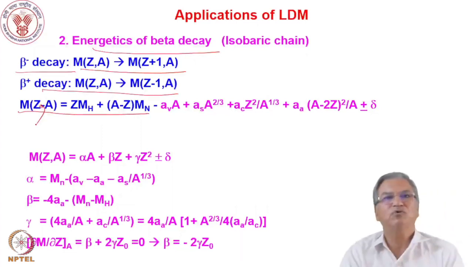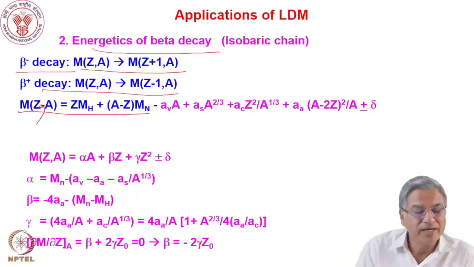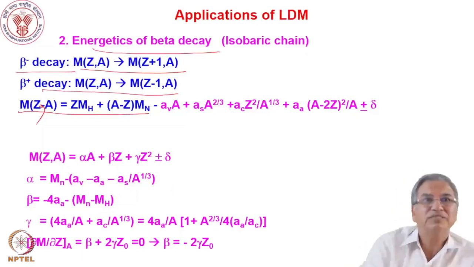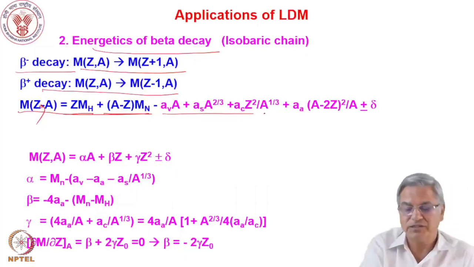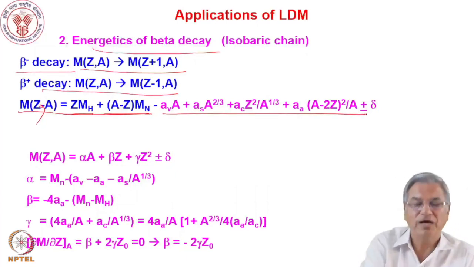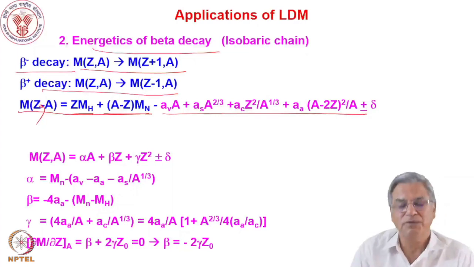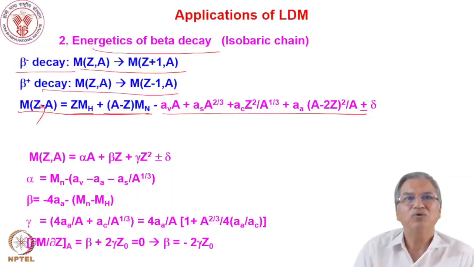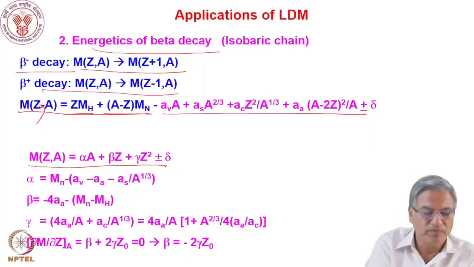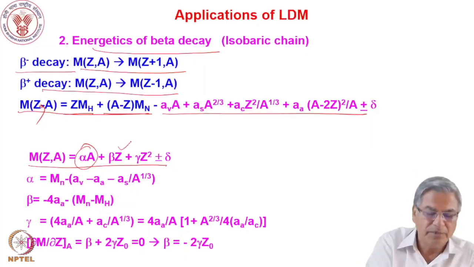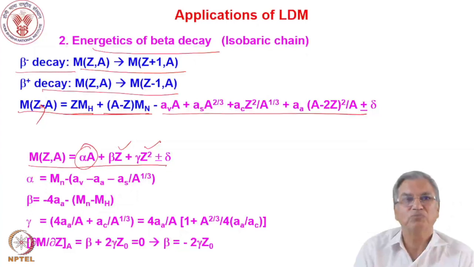So for beta decay, we can write the mass of a nucleus in terms of the coefficients of Z and Z square. The mass of a nucleus or an atom M(Z,A) can be written as the mass of Z protons, plus the mass of A minus Z neutrons, minus the binding energy term. This we have already seen, the semi-empirical mass formula. Now let us try to rearrange these terms into Z independent, Z dependent and Z square dependent terms.